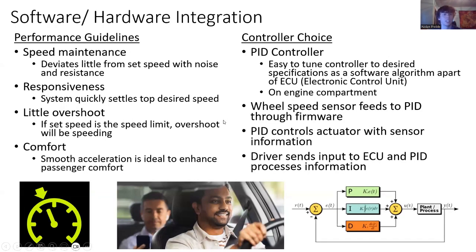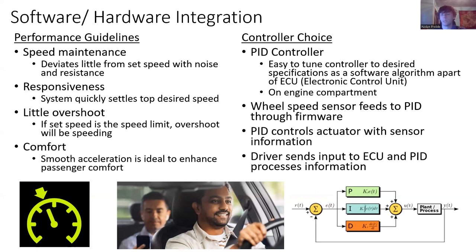Software integration. The performance guideline to see how well we're doing is speed maintenance. We want to deviate little from the set speed with all the noise and resistance previously mentioned. We want a responsive system that will quickly take the passenger and the car to the desired speed, also at a comfortable pace. We want little overshoot if we exceed the speed limit, so to speak. If you were to set the cruise control at the speed limit, which it often is, we would technically be breaking the law, and there are legal concerns there.